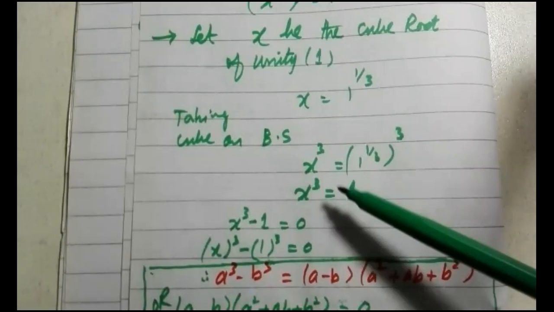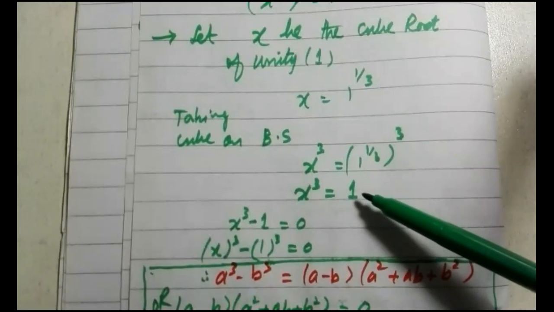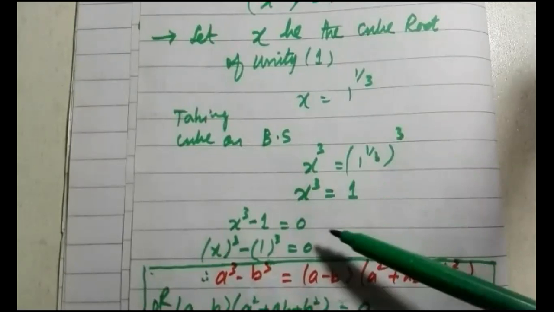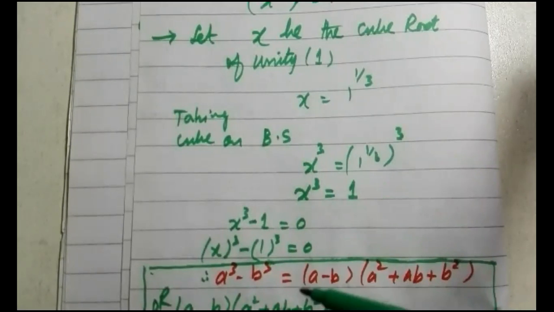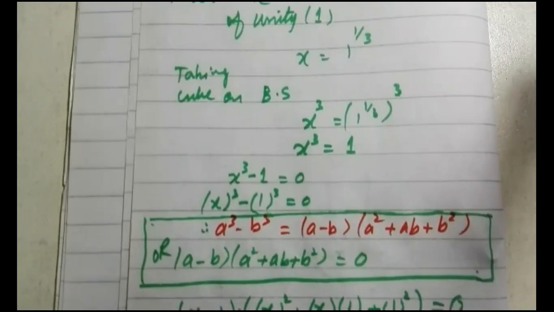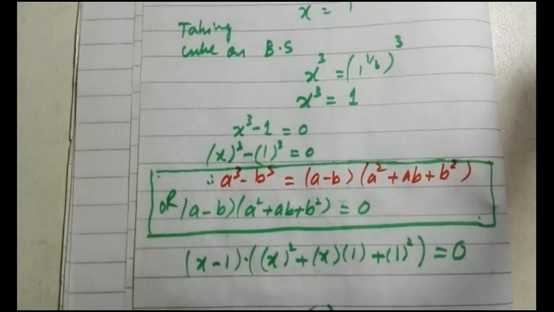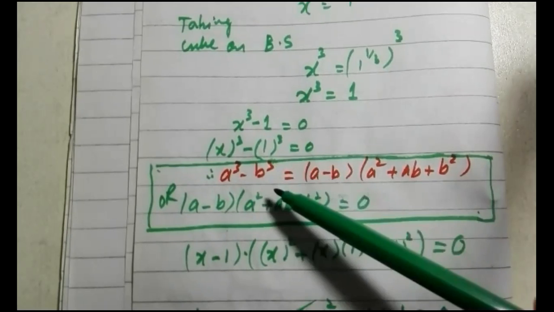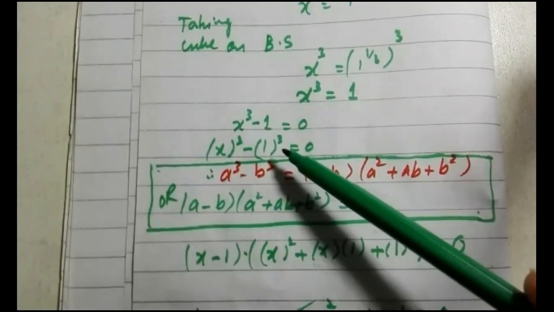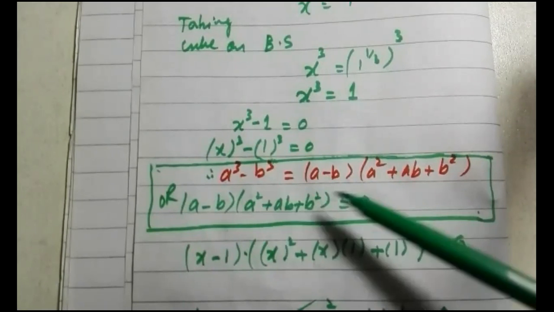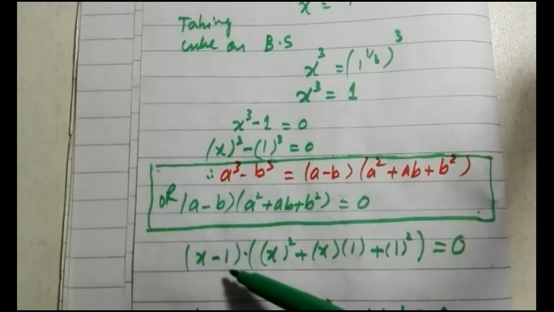It will become x³ = 1, and then you will shift 1 to the other side, so it becomes x³ − 1. You arrange it into the formula of difference of cubes, a³ − b³, and then you will factorize it with this formula as I have written in the box. With this application, on the left-hand side you will expand it using this formula. So by expansion, I am getting this type of expression.